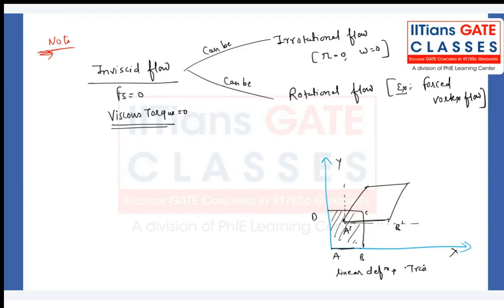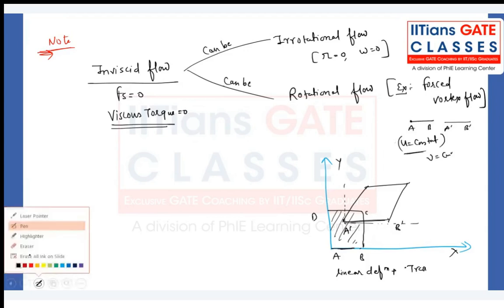Translation is possible in all four cases, right? When u is constant and v is also constant, the element AB will simply translate. When there are no deformations, no linear deformation. But when u is a function of x, then it will linearly deform.